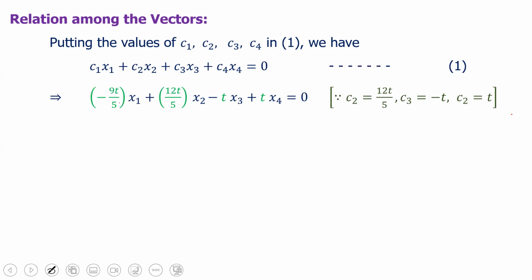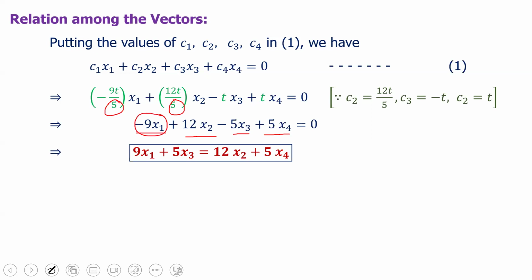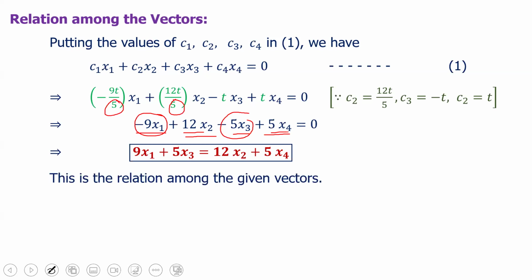If we multiply the whole equation by 5 and divide by T, then we have minus 9x1 plus 12x2 minus 5x3 plus 5x4 equal to 0. Let us transpose the two negative terms to the right-hand side and the positive terms to the left-hand side. Then we have 9x1 plus 5x3 equal to 12x2 plus 5x4, and this is the relation among the given vectors. Thank you.